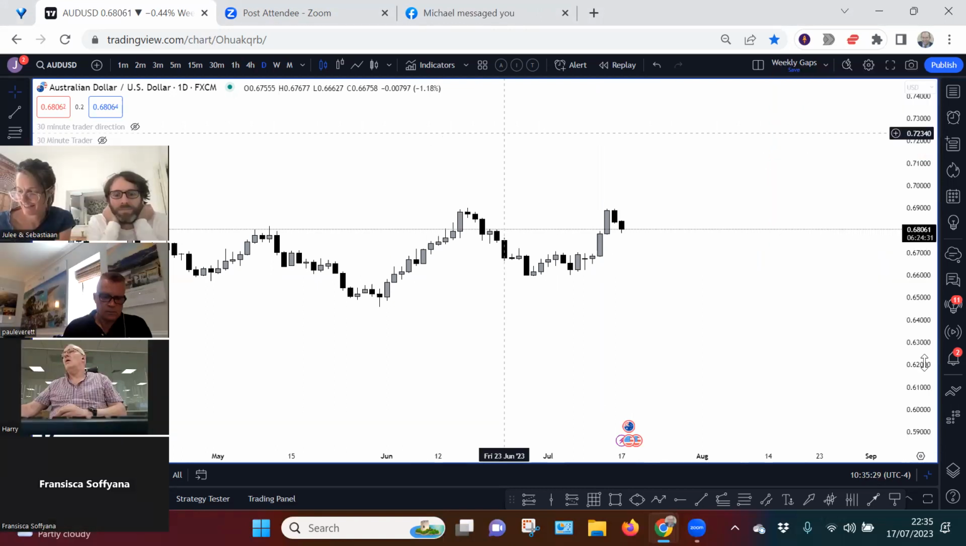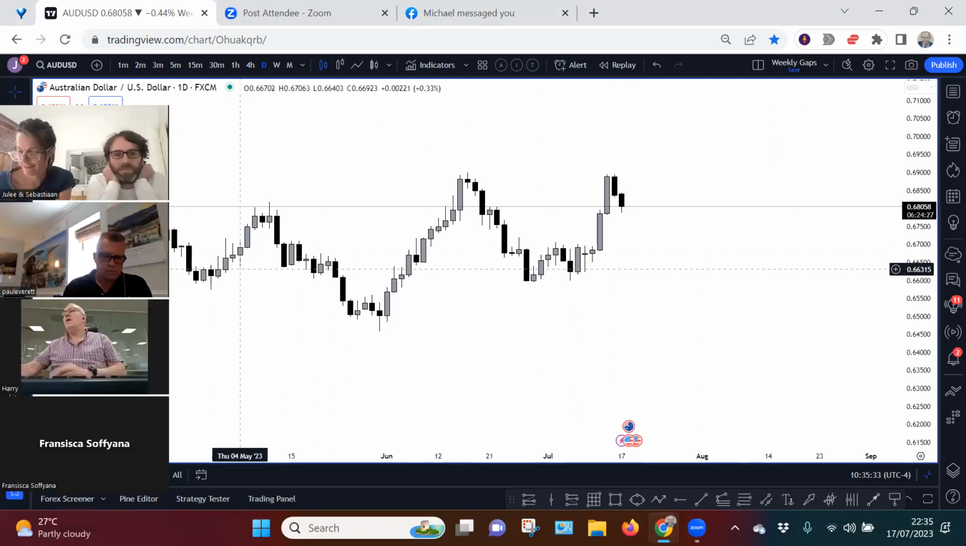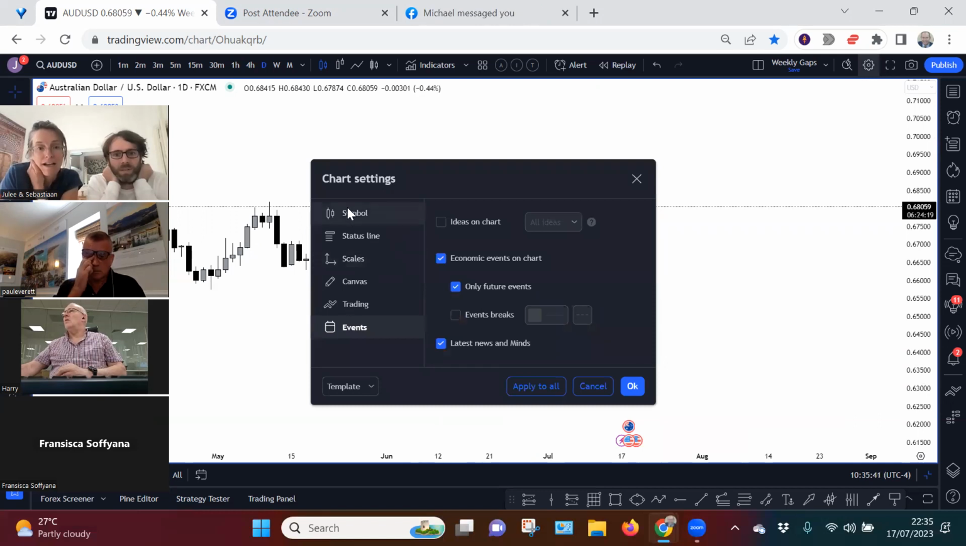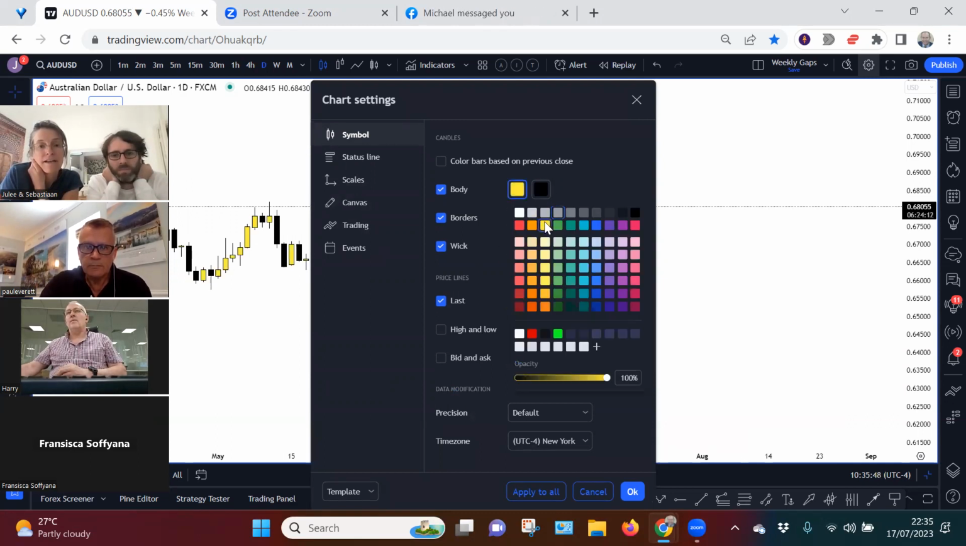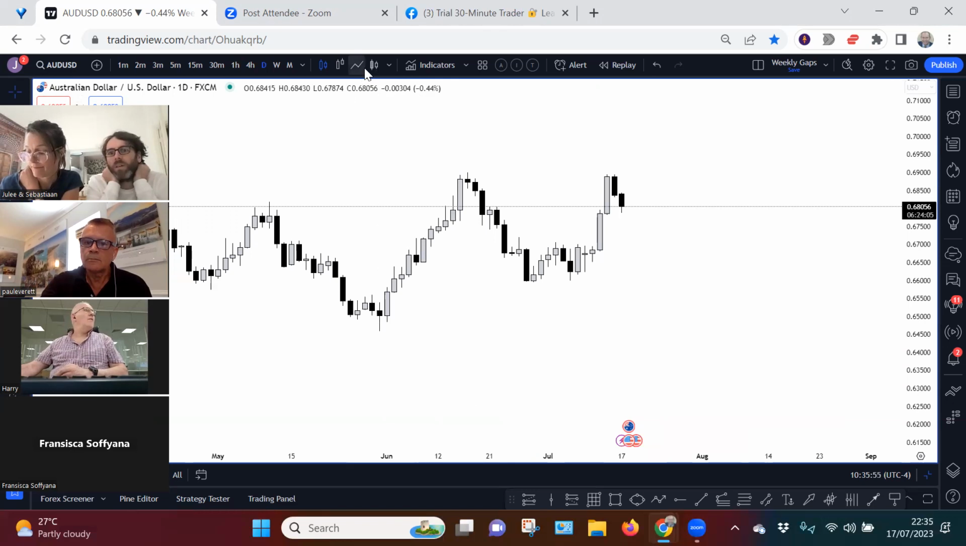These things are typically quite simple. I don't know what your brokerage platform is, but with this type of thing, you just right click, go to settings, and then depending on what it is, symbol, I could change the colors. If I want to make it yellow, I could do that there. I could make them hollow like that. I could make the background black, just as easy. It's a whole bunch of different things.